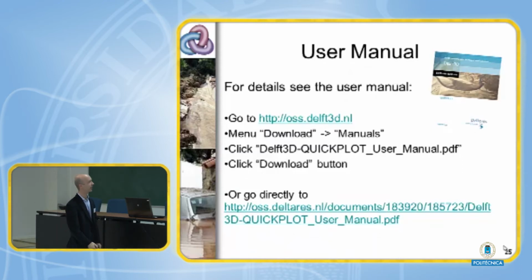There is a manual. From the help menu you can access the manual. It's also available on the OSS Delft 3D website. You can go to download manuals and then select the QuickPlot user manual. Well, this link is also specified in the document that you received on the summer school.